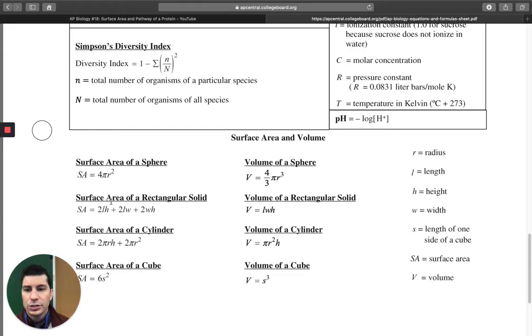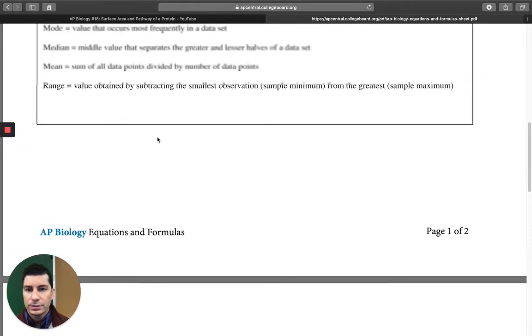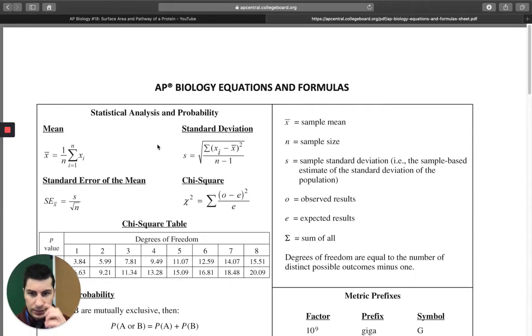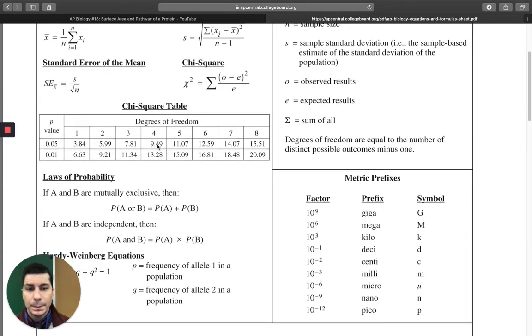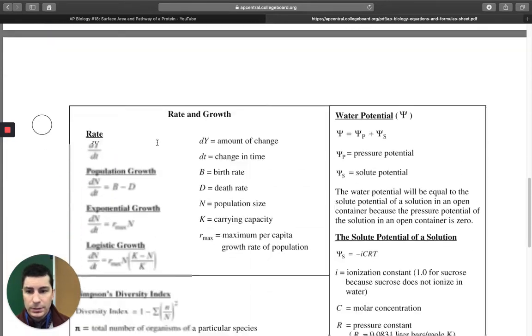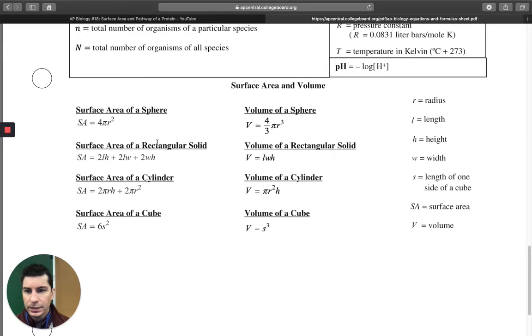The other thing I wanted to show you guys is the equation sheet that you will get when you take the AP Bio exam in May. If we look all the way at the bottom, we get the surface area of a rectangular solid. We used a cube, which is down there. But anyway, here is the surface area of a sphere. I just want to make sure you saw that was on there.